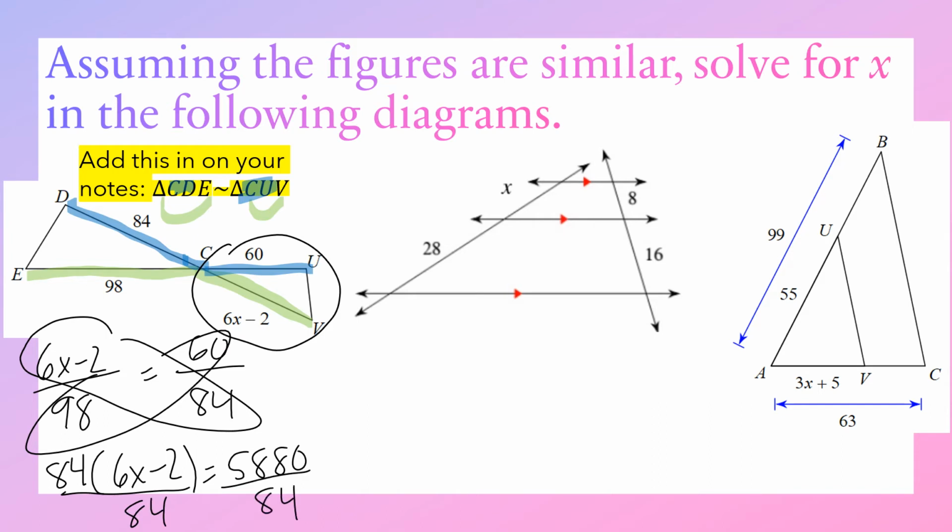And you would end up getting 6x minus 2 equals 70. And then you can add 2 to both sides. 6x equals 72. And then divide both sides by 6 and get x equals 12. So x equals 12 in this one.